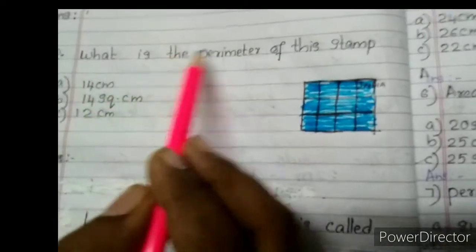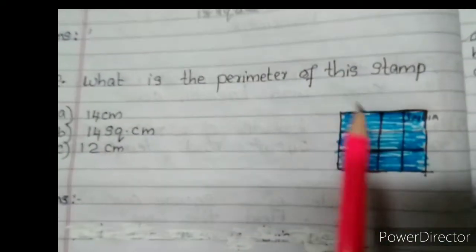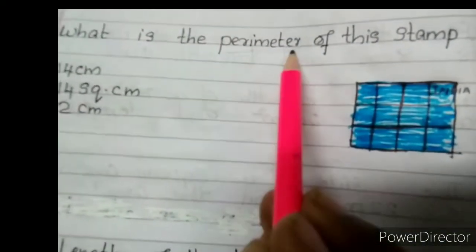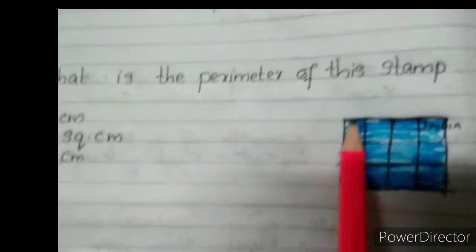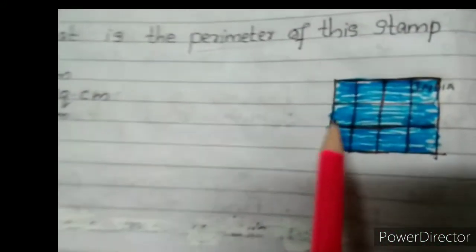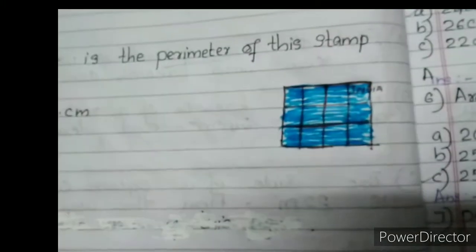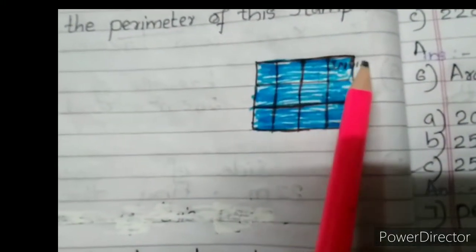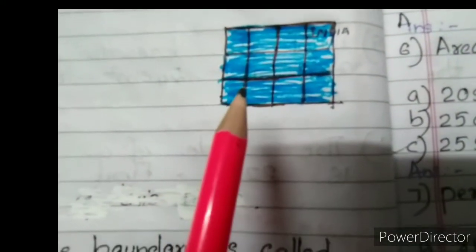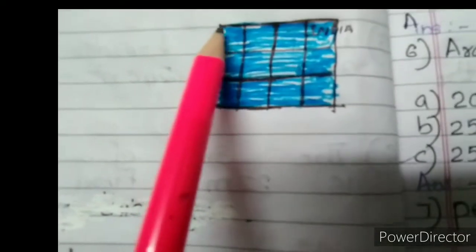Second question. What is the perimeter of this stamp? Which stamp? This one. Okay. The length of the boundary is called perimeter. You have already studied this.